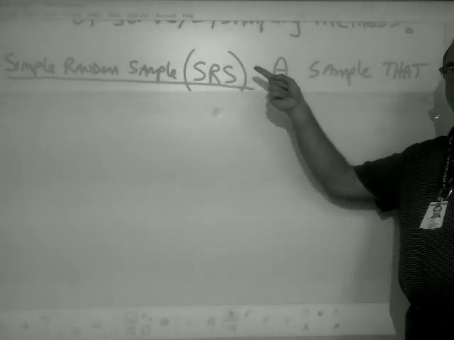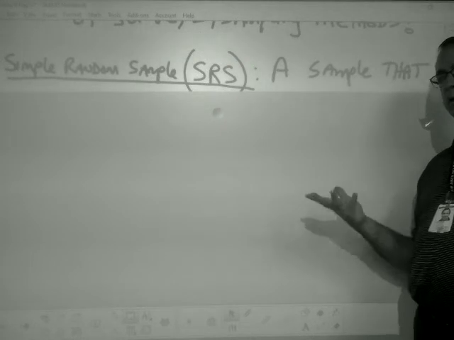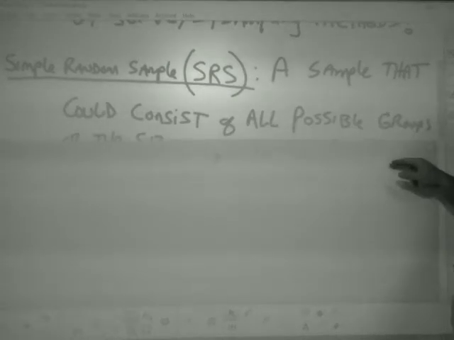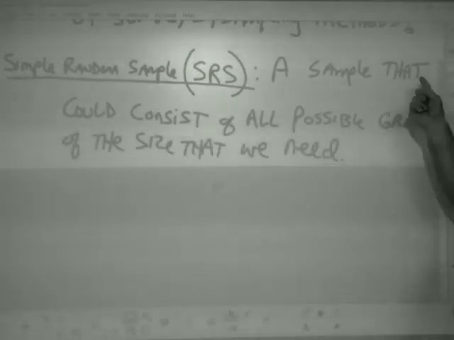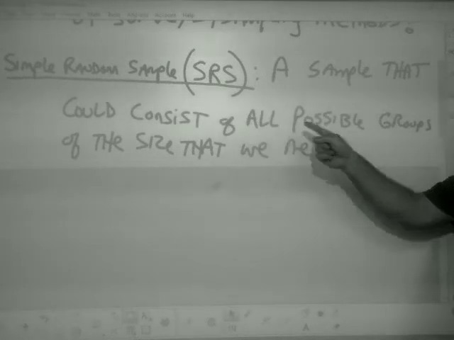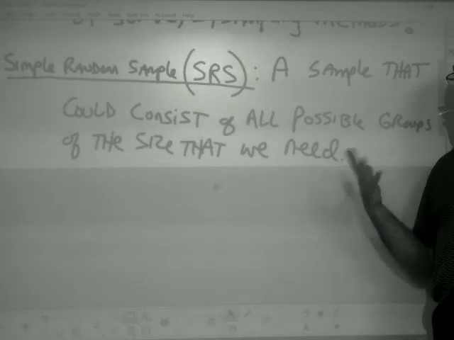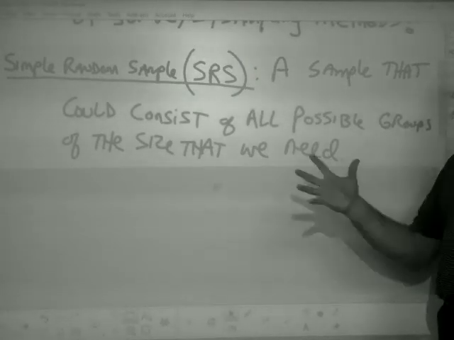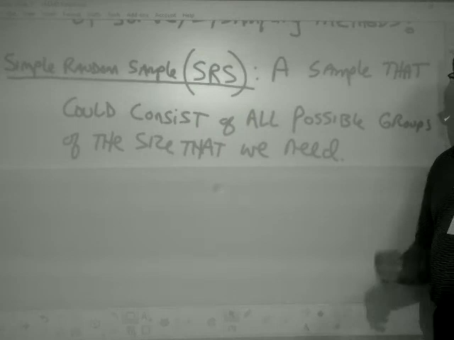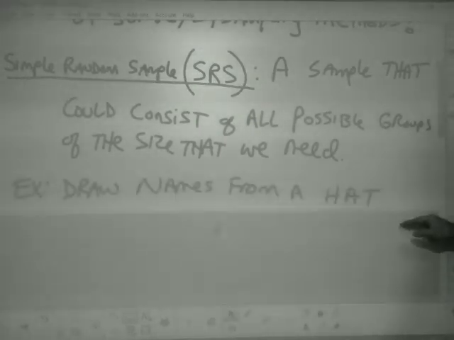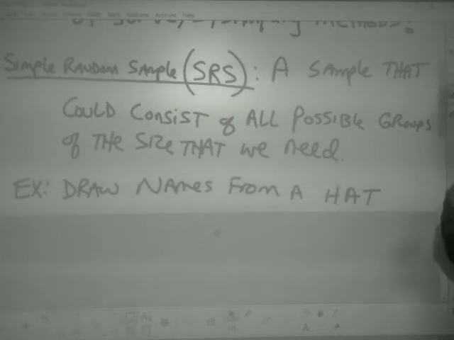So the first type, simple random sample. And in the movie Party Sabetti said, it is a sample in which everyone has a chance to be chosen. It's a little bit more than that. It's a sample that could consist of all possible groups of the size that we need. So whatever size we're looking for, all possible groups have to be allowed to be made, all possible combinations.